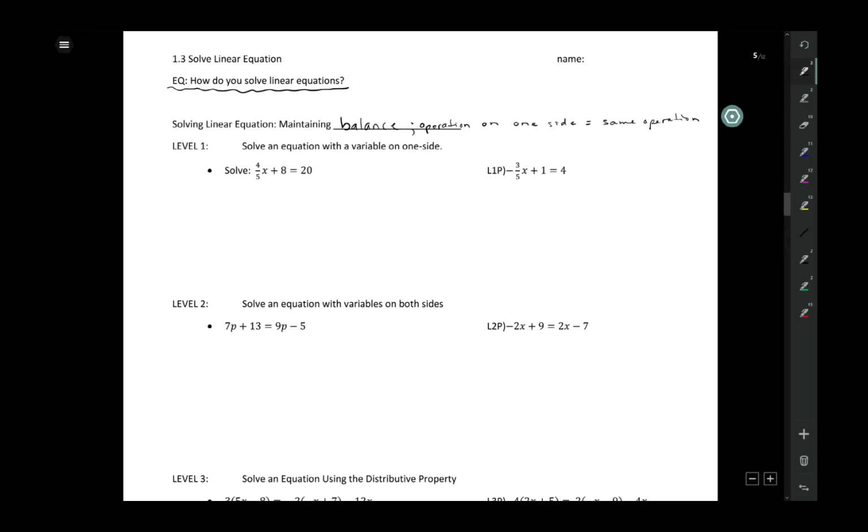Balance. A lot of times you could think of little scales. They're often a balance like this, old school balance, okay? You need to keep balance. Whatever you do to one side, you do to the other.